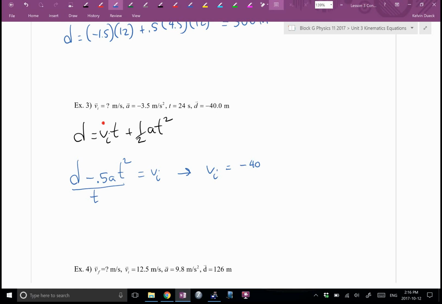Okay? Take away 0.5. Mandy, what's A? Negative. We're accelerating backwards. So we started out behind us and we're accelerating backwards. You okay with that? T. What's T? Squared. All divided by 24.